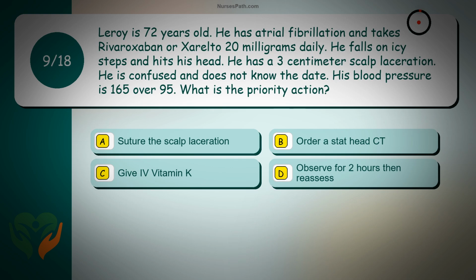Question 9. Leroy is 72 years old. He has atrial fibrillation and takes rivaroxaban, or Xarelto, 20 mg daily. He falls on icy steps and hits his head. He has a 3 cm scalp laceration. He is confused and does not know the date. His blood pressure is 165/95. What is the priority action?